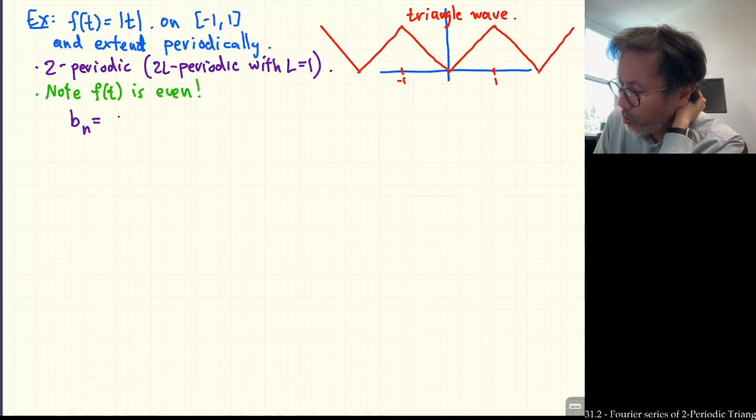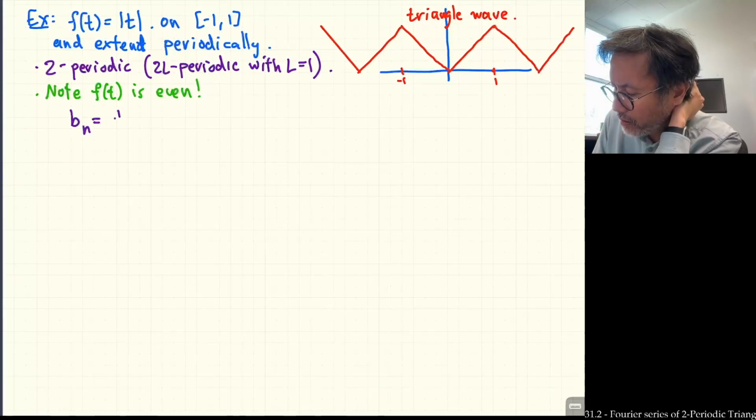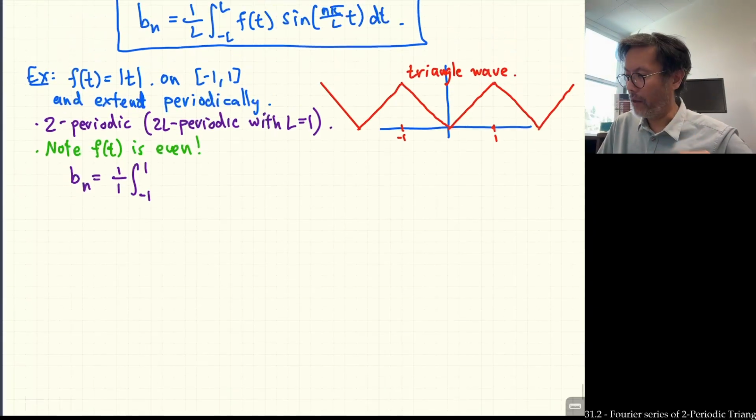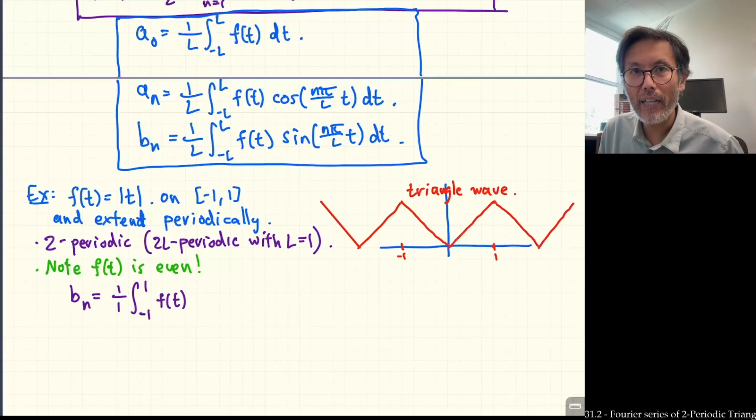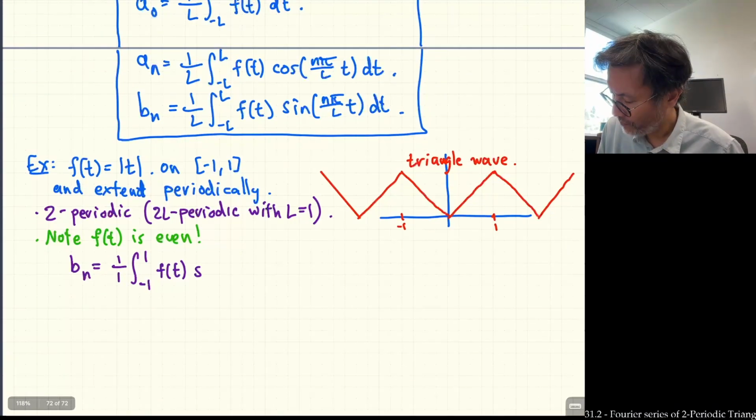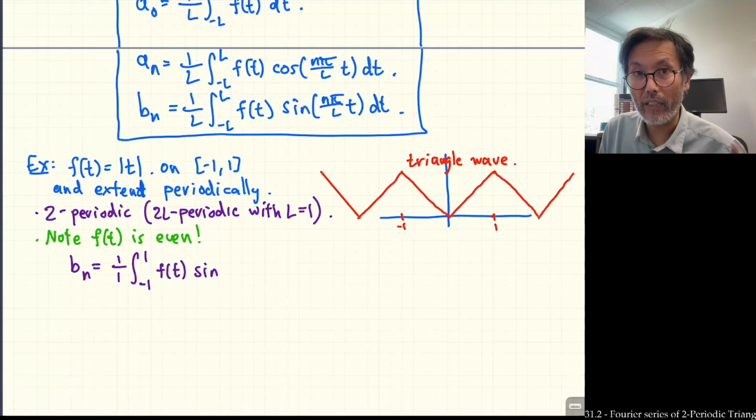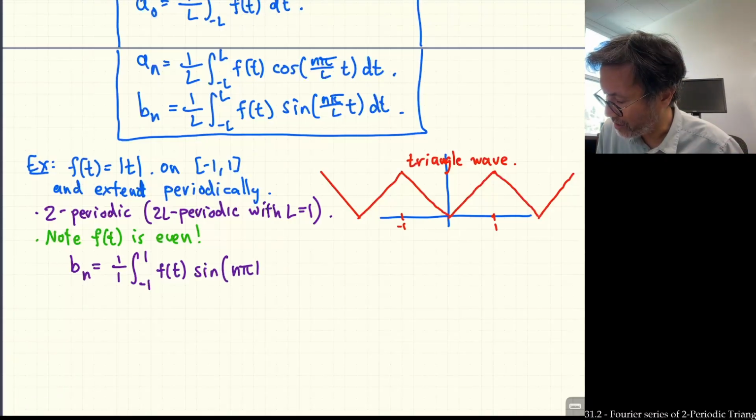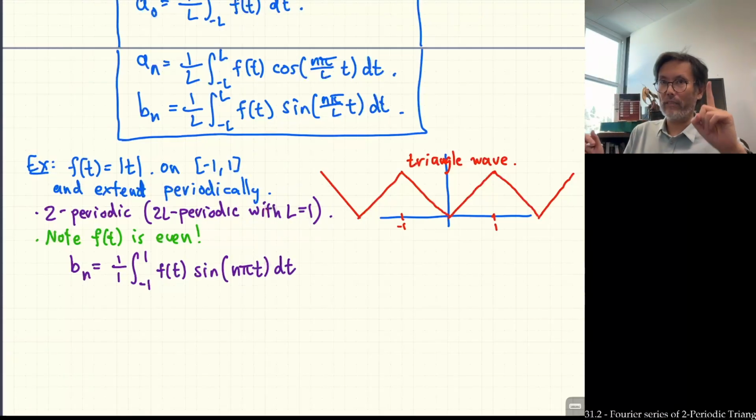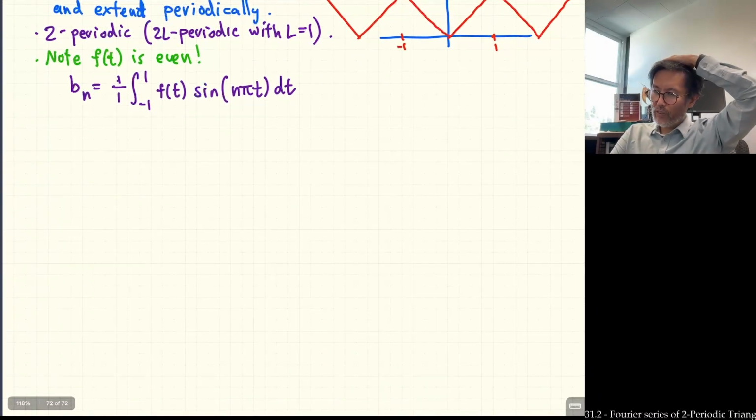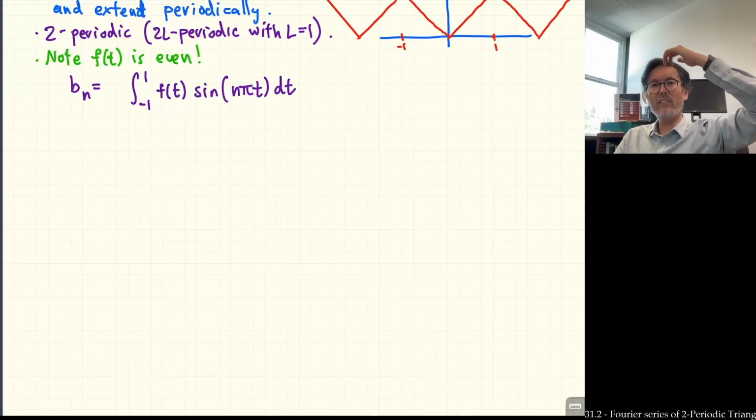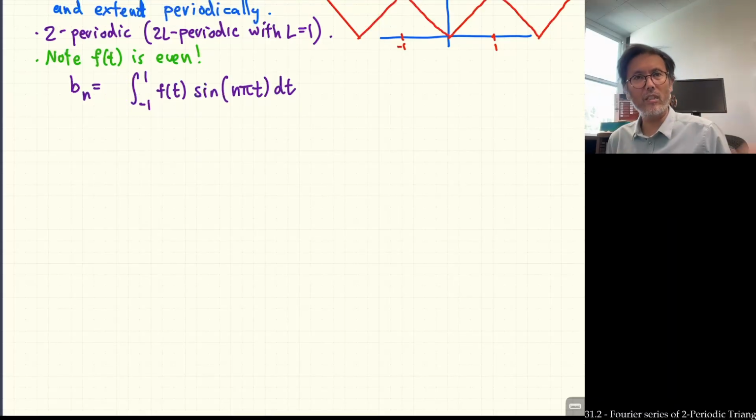B sub n is equal to 1 over L, that's 1 over 1, times the integral from -1 to 1 of f of t times sine of n pi over L times t. Now, L is 1, so this is just sine of n pi t dt. L is 1, don't forget, L is 1. So this is the integral I have to mess with. And so now we have to deal with this integral.